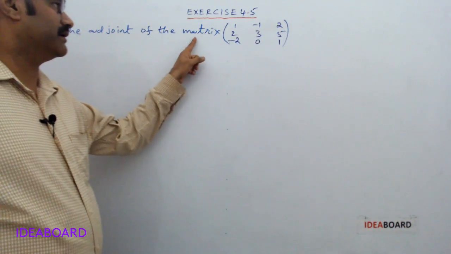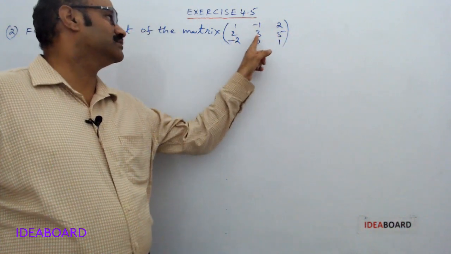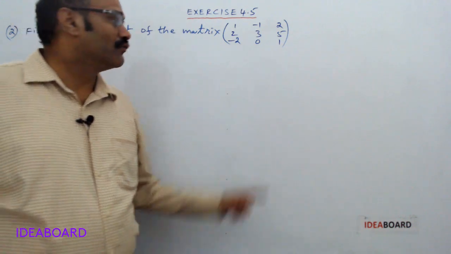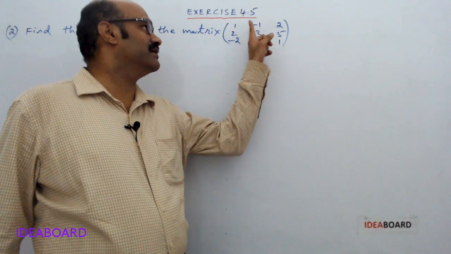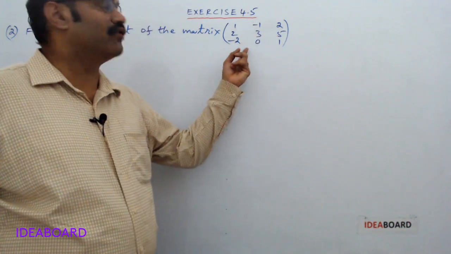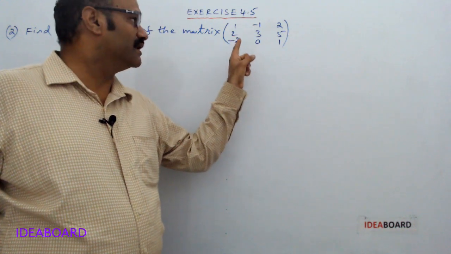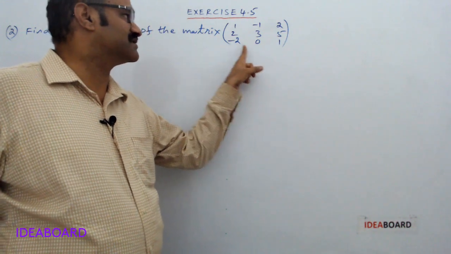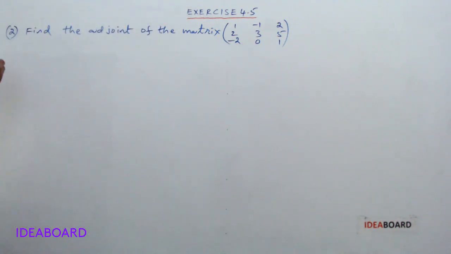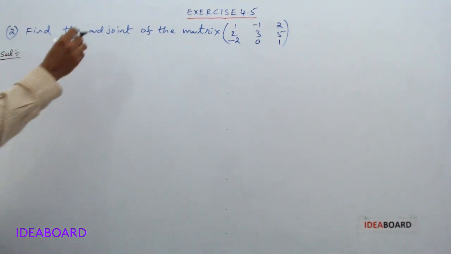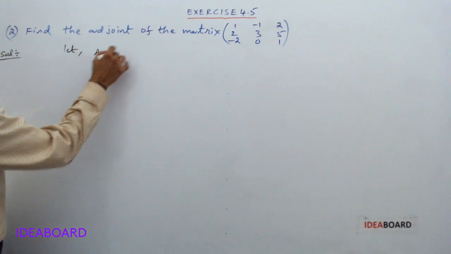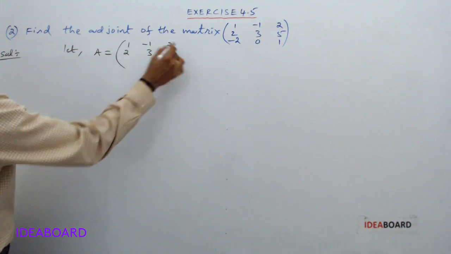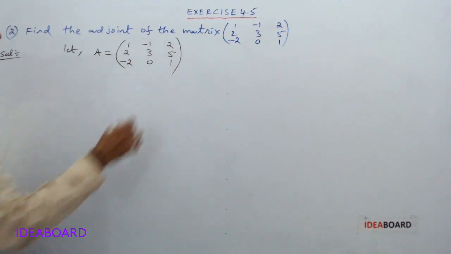Find the adjoint of the matrix 1, minus 1, 2, 2, 3, 5, minus 2, 0, 1. It's a 3 by 3 matrix. Here we have to find the cofactors of each and every element in the matrix. After finding the cofactors, we find the transpose of that matrix. Then we get the adjoint of this matrix. First we take the matrix equal to A. Let A equal to 1, minus 1, 2, 2, 3, 5, minus 2, 0, 1.